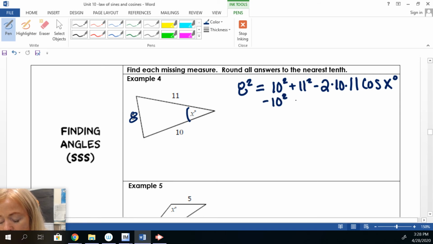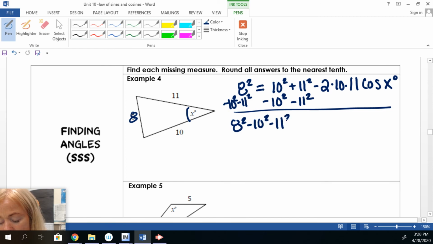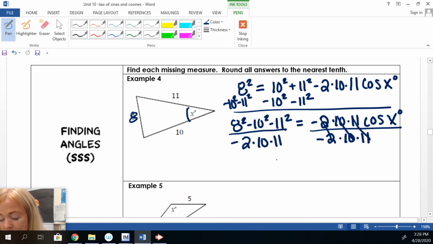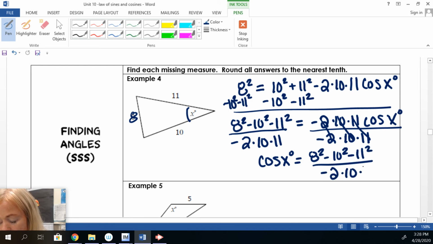I'm going to subtract 10 squared and subtract 11 squared from both sides. So I have 8 squared minus 10 squared minus 11 squared is equal to negative 2 times 10 times 11 cosine of x degrees. Okay, so stick with me here. I need to get cosine x degrees alone. So I'm going to divide both sides by negative 2 times 10 times 11. That gets rid of everything and says cosine x degrees is equal to 8 squared minus 10 squared minus 11 squared over negative 2 times 10 times 11.